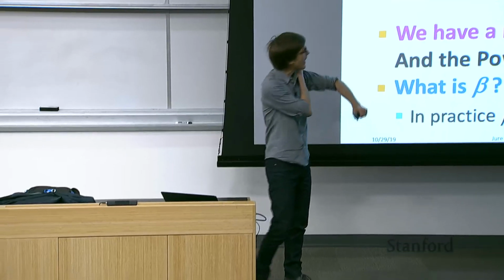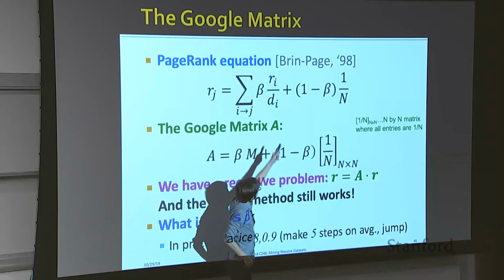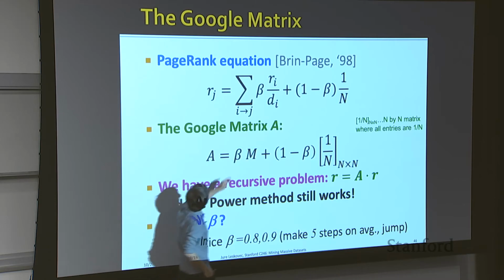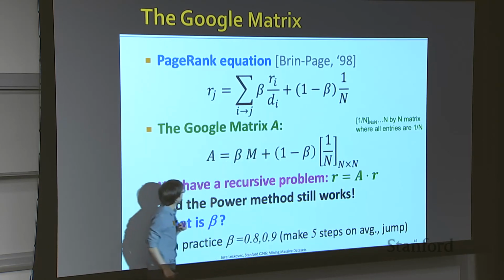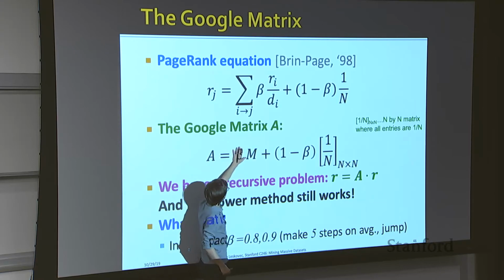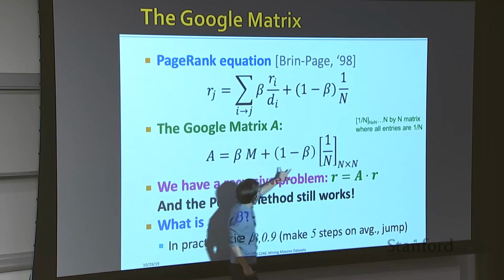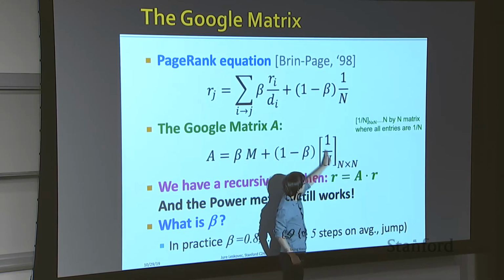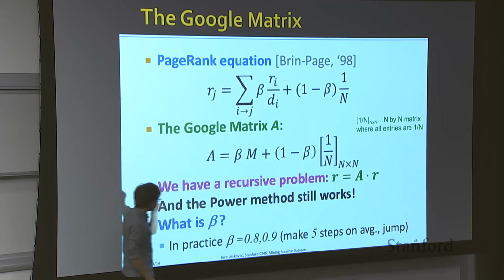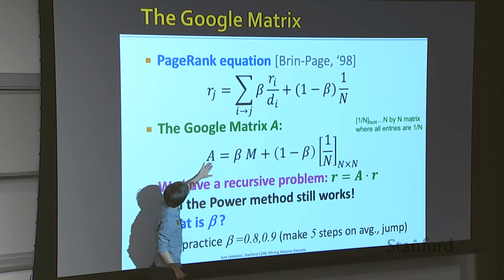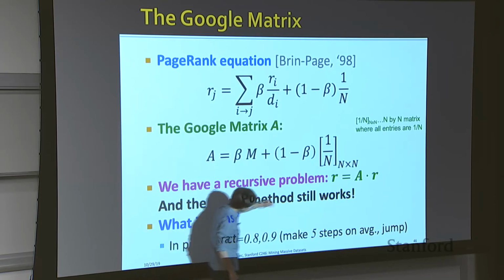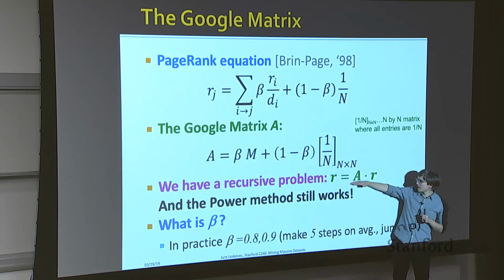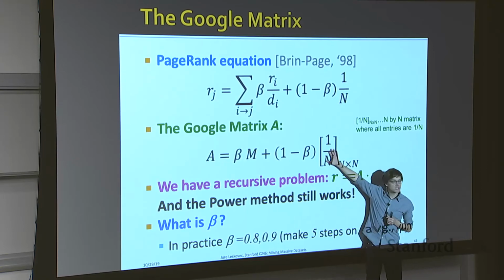All right, so this is the equation I had from the previous slide. If we now want to write this in linear algebra, we have to define this new matrix A that is called the Google matrix. The Google matrix will be beta times M, this is the M we had before, plus this matrix of random walk destinations, 1 minus beta times 1 over n. And if I write A in this way, then I can rewrite my r equals M times r as r equals A times r, where A is now this matrix, right?